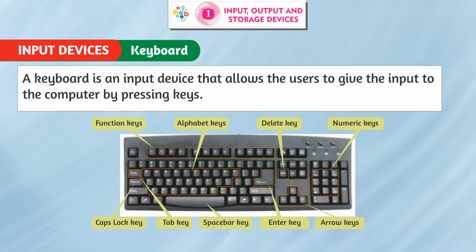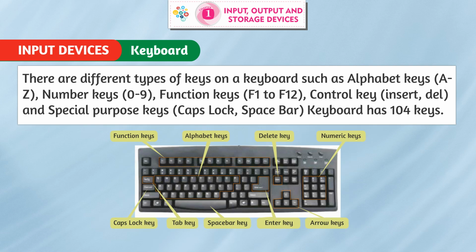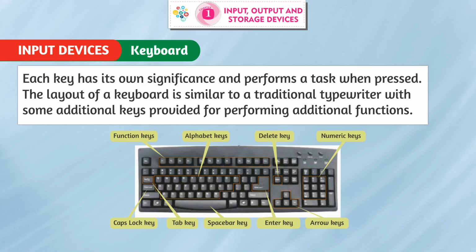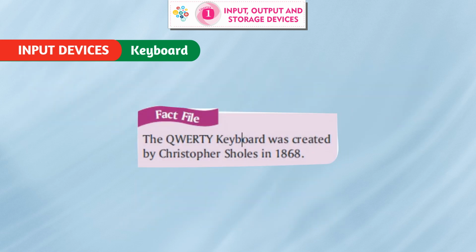Keyboard. A keyboard is an input device that allows the users to give the input to the computer by pressing keys. There are different types of keys on a keyboard, such as alphabet keys A to Z, number keys 0 to 9, function keys F1 to F12, control key, insert, del, and special purpose keys, caps lock, space bar. Keyboard has 104 keys. Each key has its own significance and performs a task when pressed. The layout of a keyboard is similar to a traditional typewriter, with some additional keys provided for performing additional functions. Fact file. The QWERTY keyboard was created by Christopher Sholes in 1868.